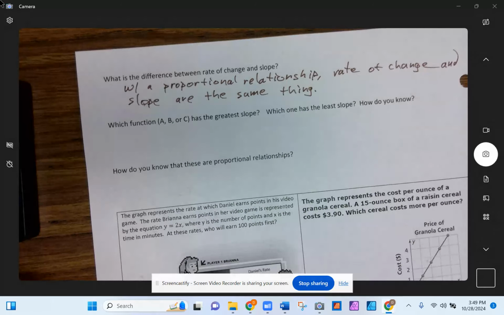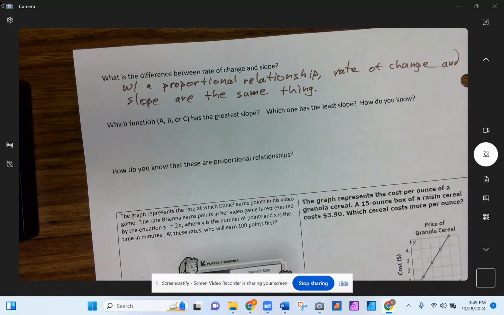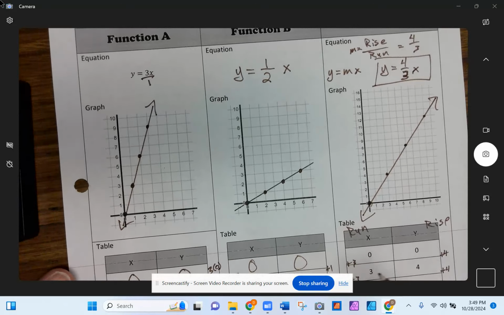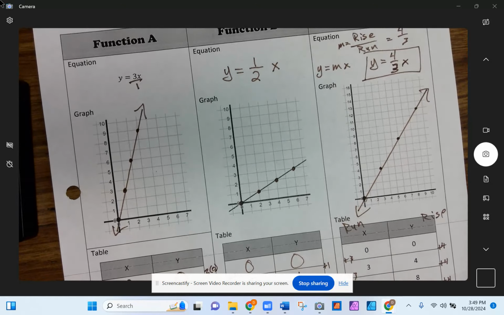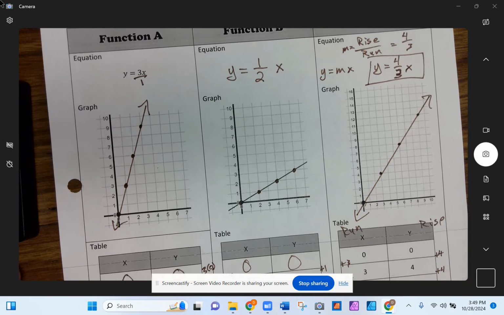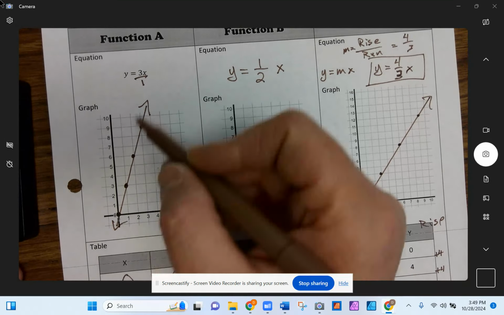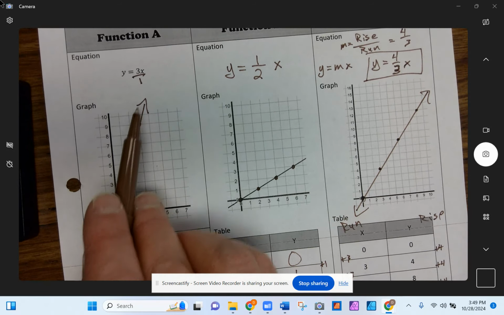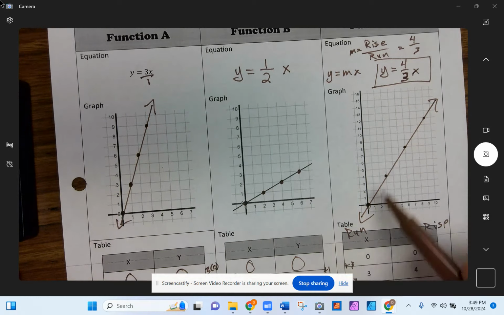Okay, which function has the greatest slope? Which one has the least? How do you know? Well, when we're comparing slopes, we talk about the steepness of the slopes, right? So this is clearly the steepest. If you were walking up this slope, it would be the hardest, because it'd be really, really steep. This is the easiest. This is kind of in the middle.